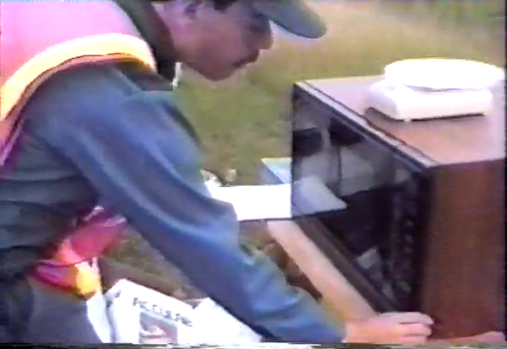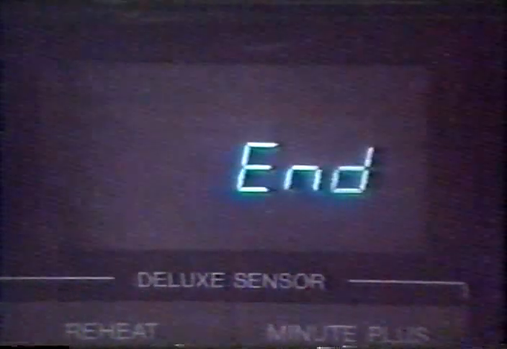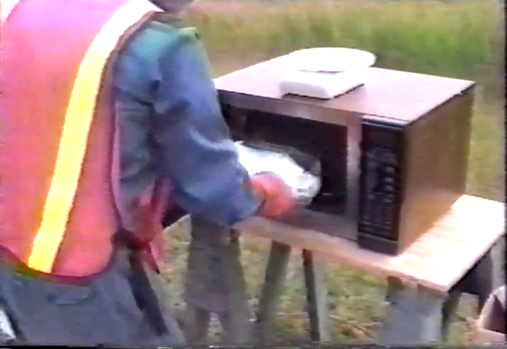Next, the tray is placed in the microwave. The control is set to the highest power, 900 watts. And the sample is dried for 5 minutes. After 5 minutes of drying, the tray is taken out and the sample is quickly unwrapped.